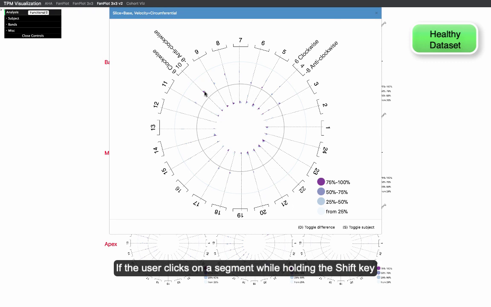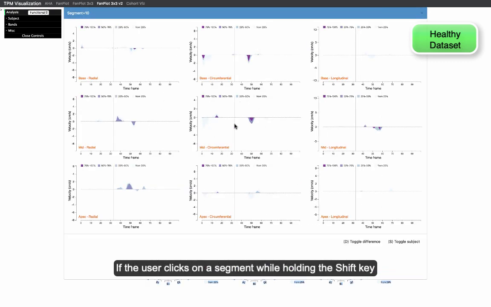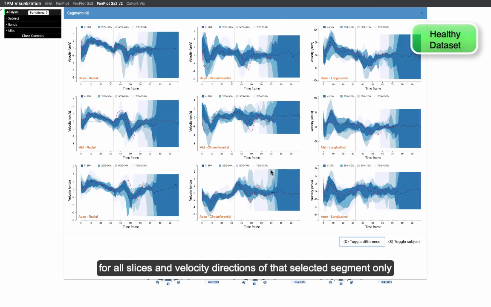If the user clicks on a segment while holding the Shift key, it will open a 3 by 3 view of functional box plots for all slices and velocity directions of that selected segment only.